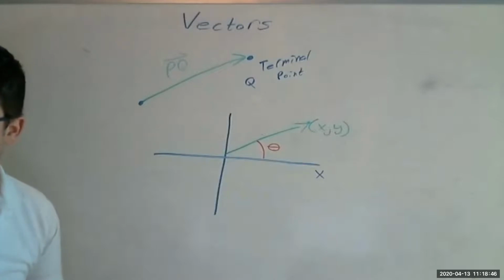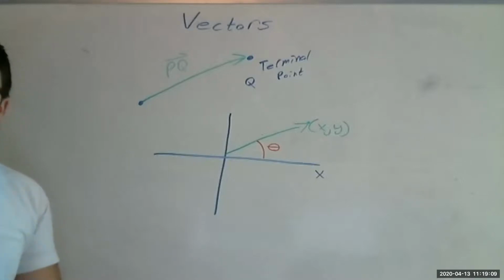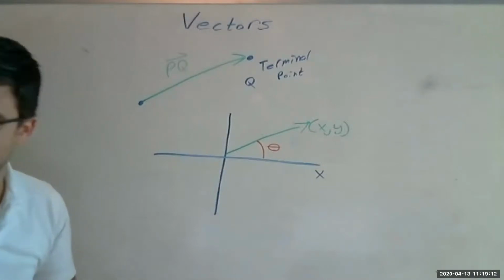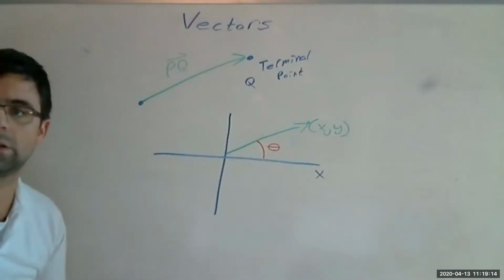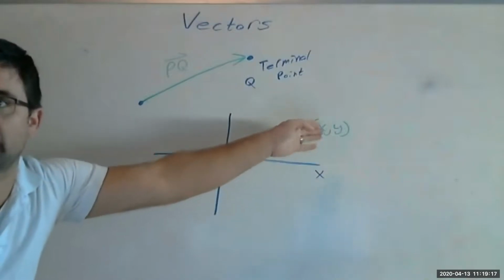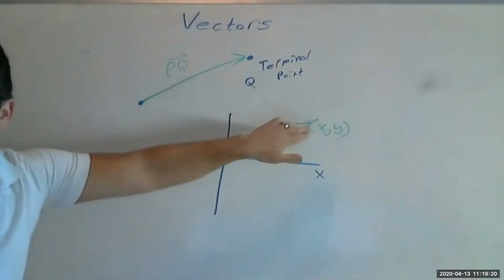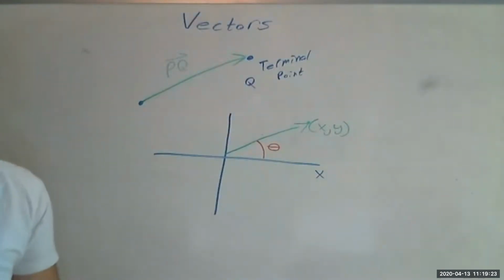Should be a fundamental idea of this class by this point. I'm trying to find the angle. So what is x? We have, like I said, we're given x, y, which is the location of this point. But what does x mean? What is x?